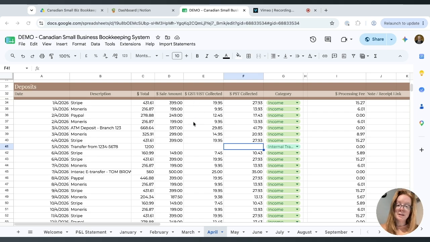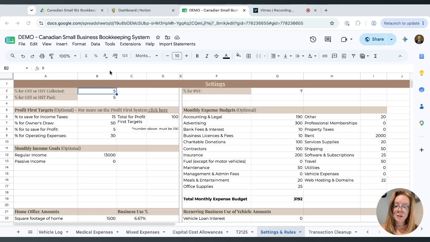To make sure that this is done accurately, there are a couple of things that need to be set up on your settings and rules sheet, so let's head over there. The first thing you will need to do is set up your sales tax amounts if you need to collect it. If your business has not yet reached $30,000 in sales in 4 consecutive quarters, then you do not need to charge it. You can either leave these as 0 or blank.